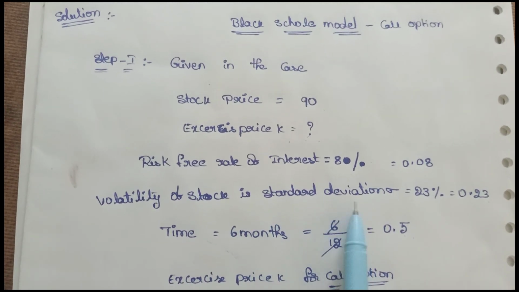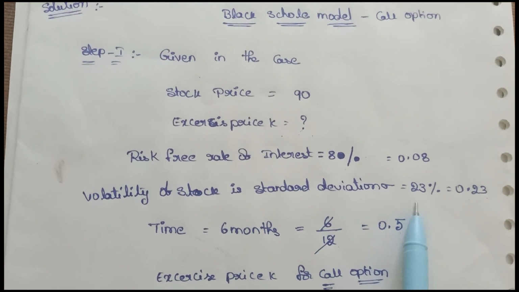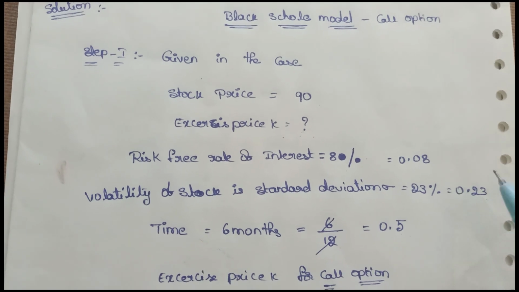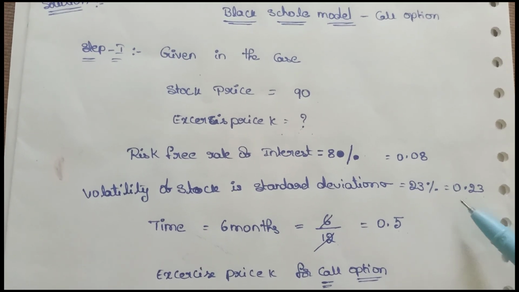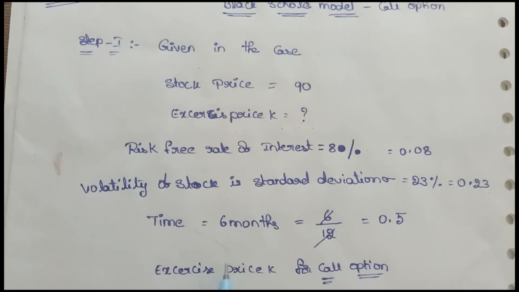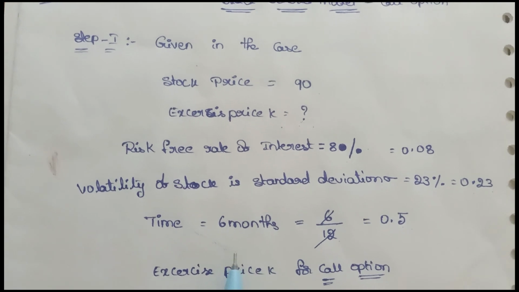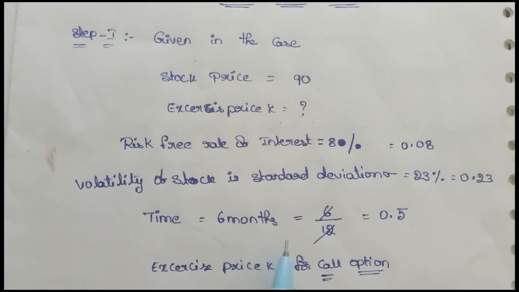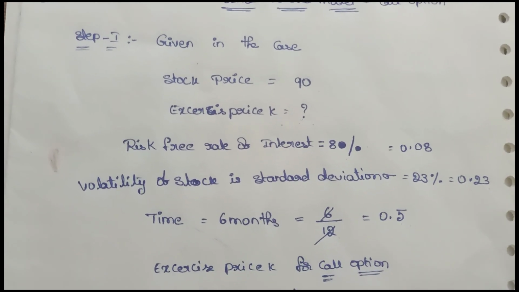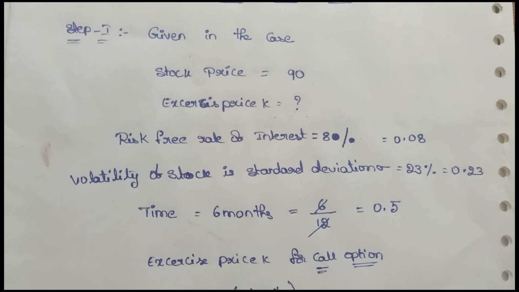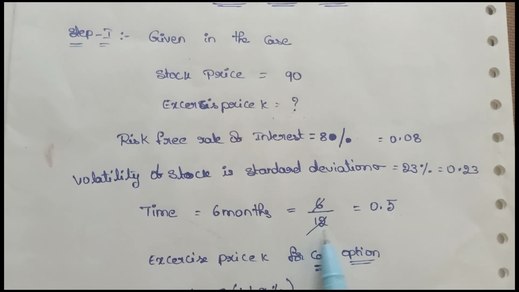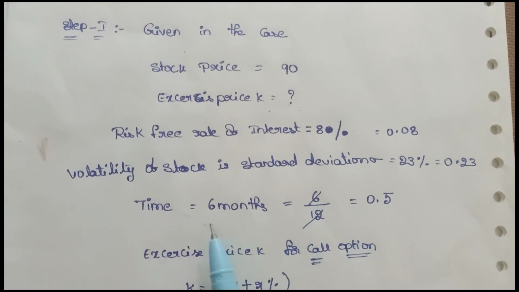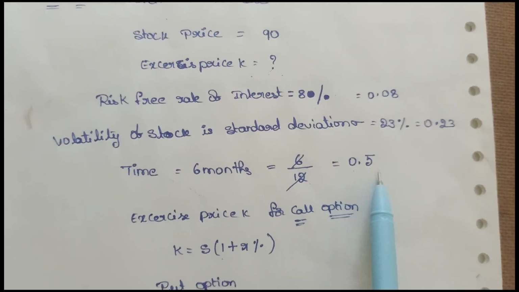The standard deviation is equal to 23%. This 23% is converted into a decimal, which is 0.23. Time is equal to 6 months. We know that for the year there will be 12 months, so now we have to do the division: 6 months divided by 12 months is equal to 0.5. So the time period is equal to 0.5.